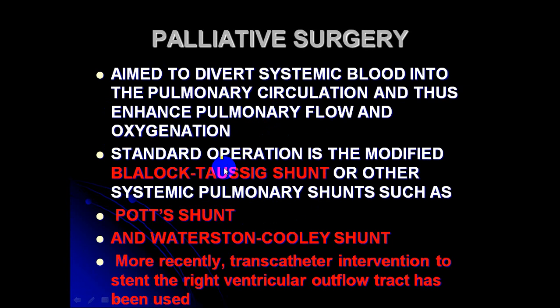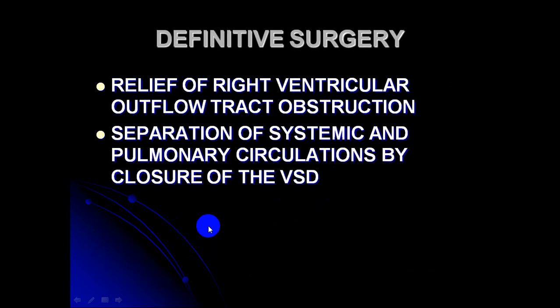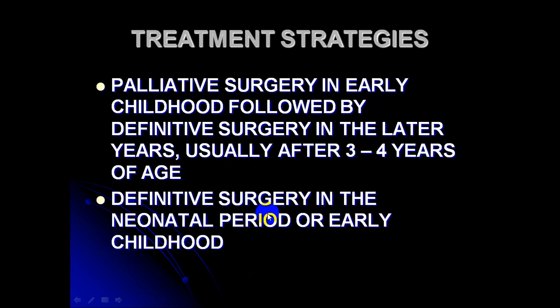The standard operations, as we said, are the modified Blalock-Taussig shunt, the Potts shunt, the Waterston shunt, and more recently stenting. These shunts in general create a window between the pulmonary and systemic circulation. Definitive surgery means relief of right ventricular outflow tract obstruction, and separation of the systemic and pulmonary circulations by treating the overriding aorta and closing the VSD.